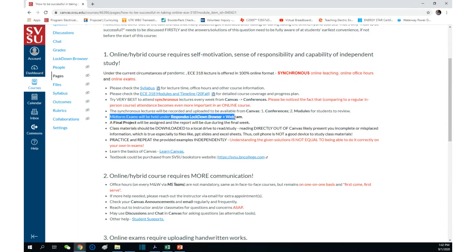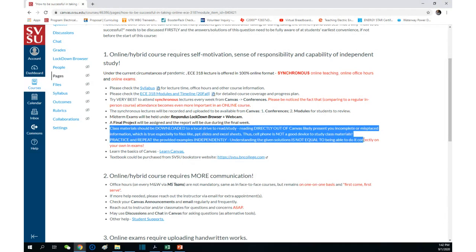Midterm exams: all of those 3 are going to be under Lockdown Browser and the webcam. And we're going to have a final project. And we just talked about the class material. This is one tip. I was told by some of the other students.